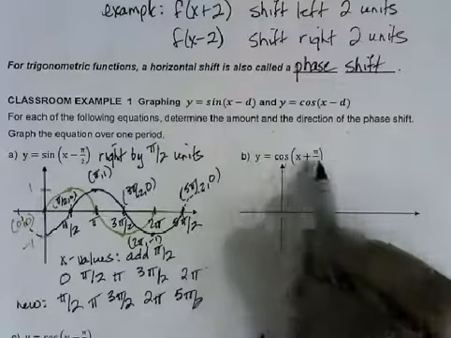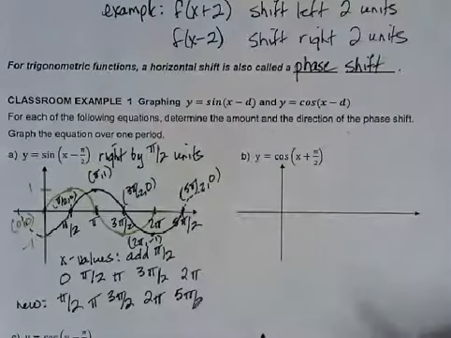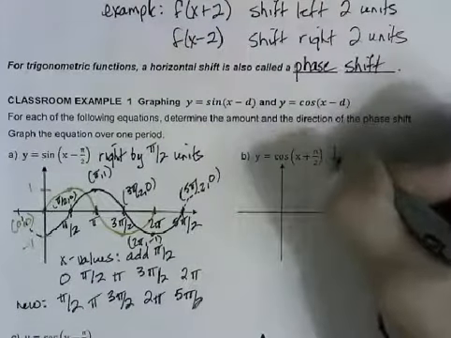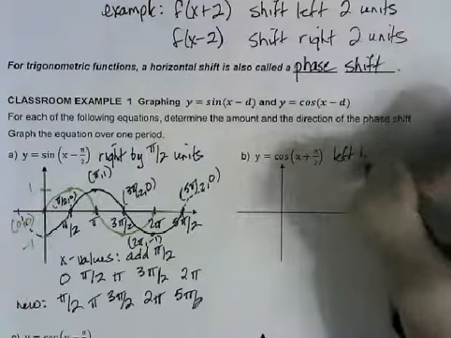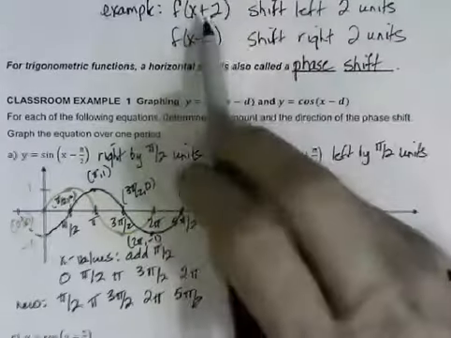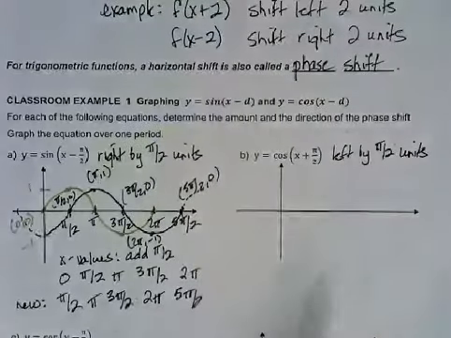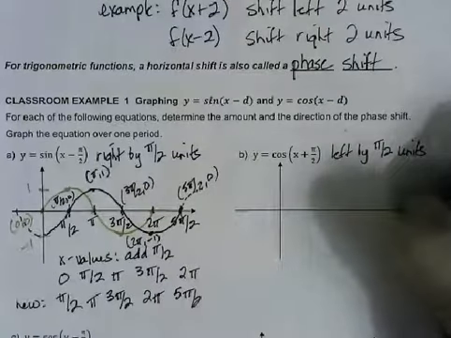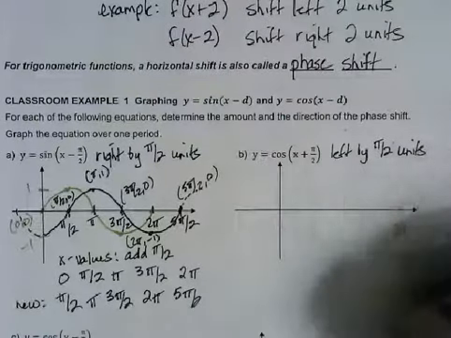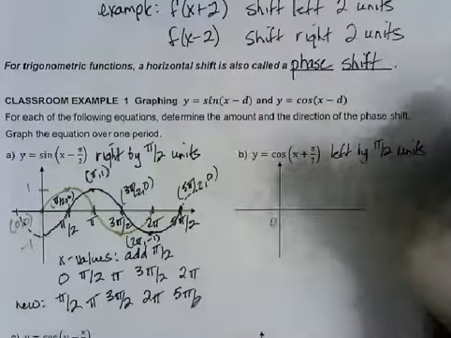This time we've got a cosine graph and we've got x plus pi over 2 inside of the parentheses. This is going to shift it to the left by pi over 2 units. If we add a number inside the parentheses, that actually shifts it to the left. So I'm going to do my basic graph of cosine to start with. Normally I go from 0 to 2 pi.